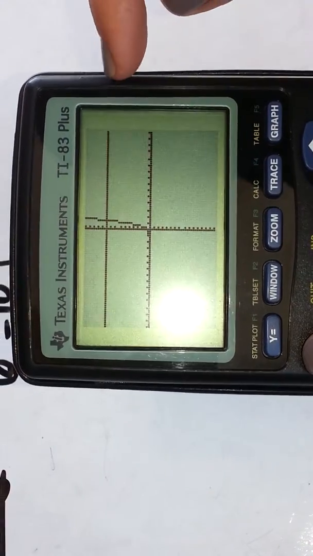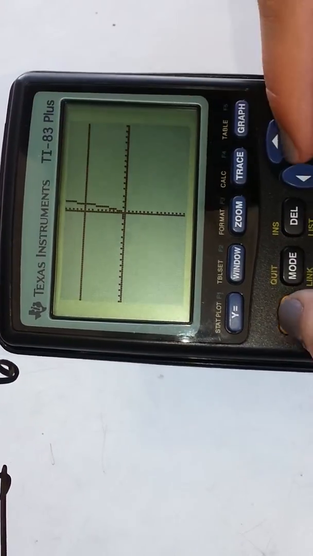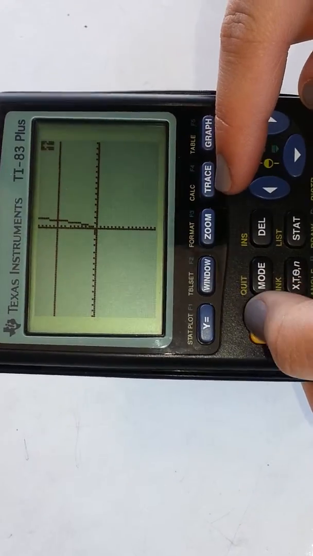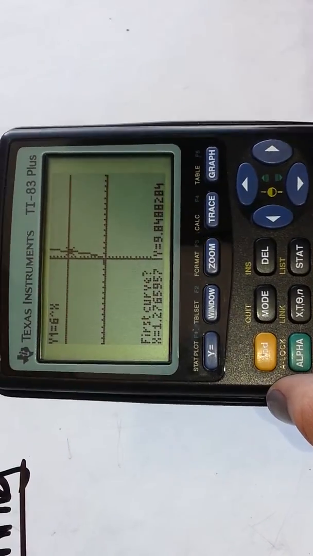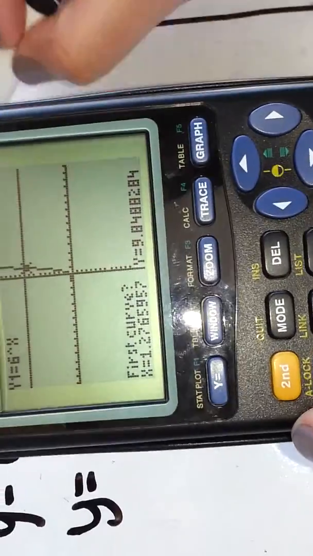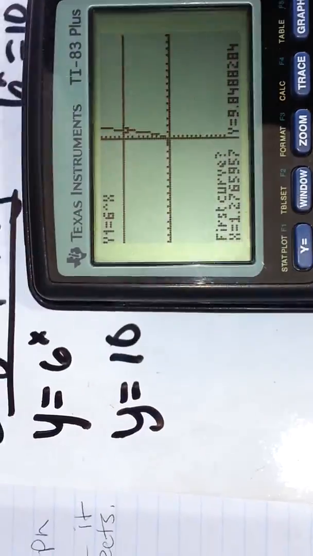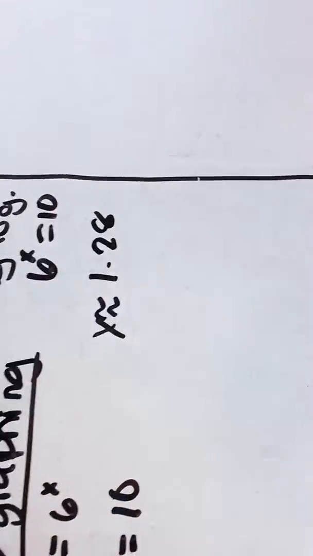Make sure you can see the line on the top and your graph coming up and where they intersect. And you do second, trace, intersect, and x equals around 1.28. Okay, so that's the first method.